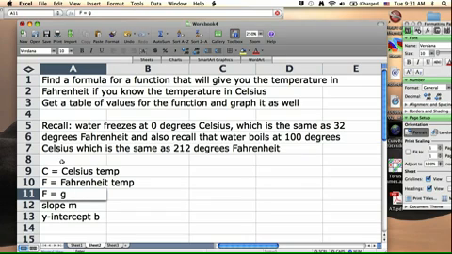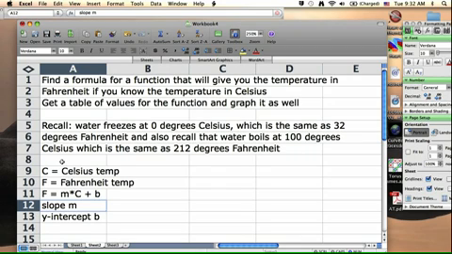What else do I need to know? I'll just pretend that the G of C is there, but then I'll erase it. What else I need to know is that this is going to be a linear function, that its formula will be of the form y equals mx plus b, or in these variables F equals m times C plus b, where m is the slope and b is the y-intercept, and I need to find what those numbers are.